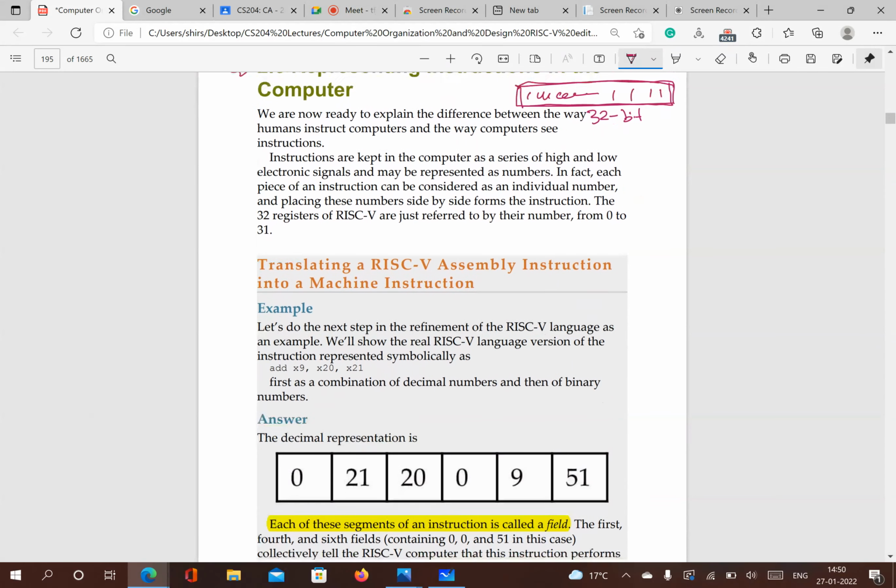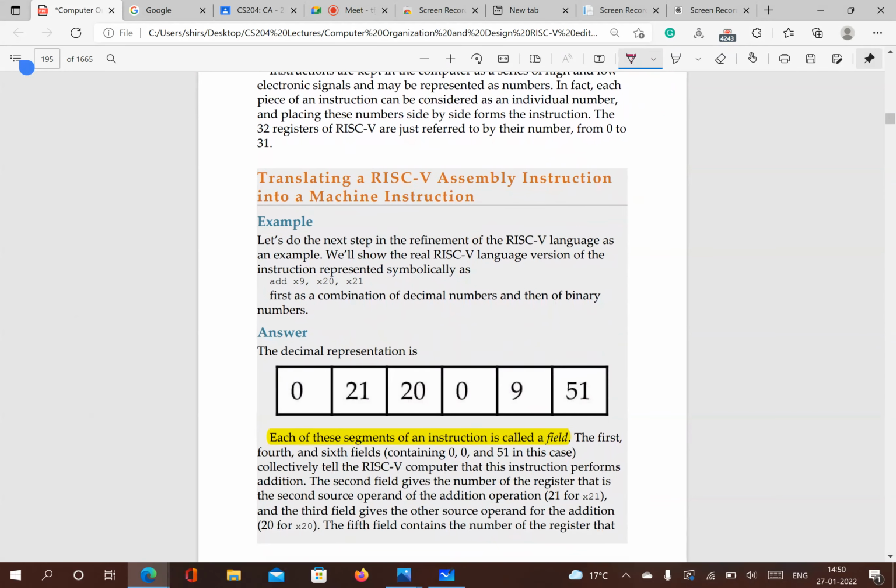Before going into all the detail, concentrate on this add instruction: add x9, x20, x21. Here, x9 is called the destination register. We'll call it RD, and these two are source registers. So you can say this is rs1, this is rs2, source 1 and source 2. These are terms you have to remember throughout this course: what is called destination register, what is called source 1, what is called source 2.